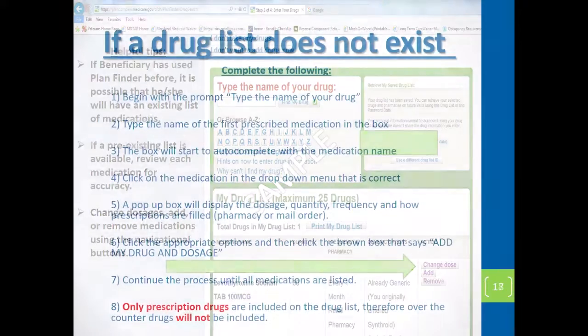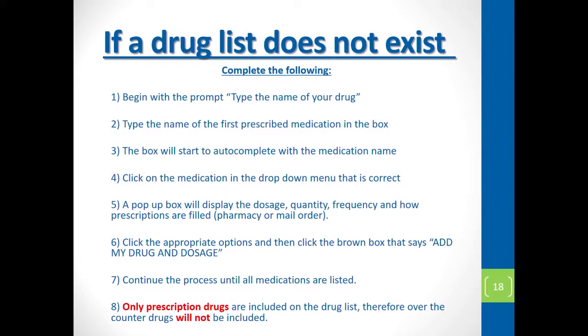All right. If a drug list does not exist, what you'll want to do is type the name of your drug. A lot of times people will tell you the brand name of a prescription. We always ask, can you take the generic form of that prescription, because a lot of times the generic form is cheaper than a brand name. So just be sure to be checking each time you're entering a prescription.